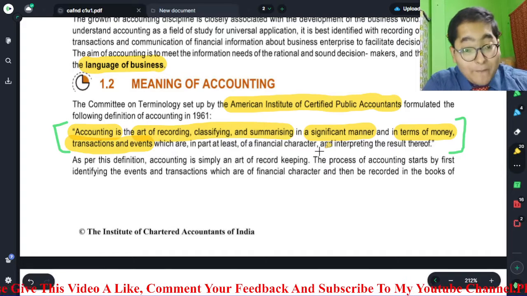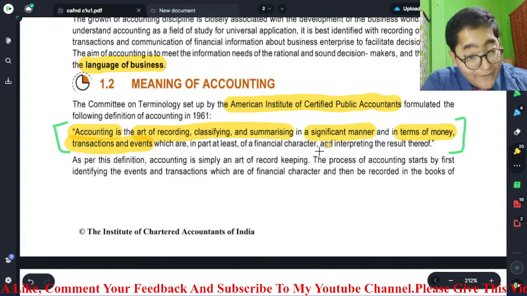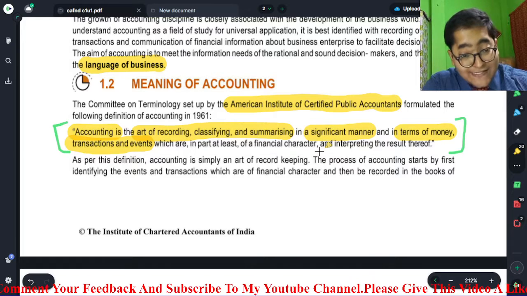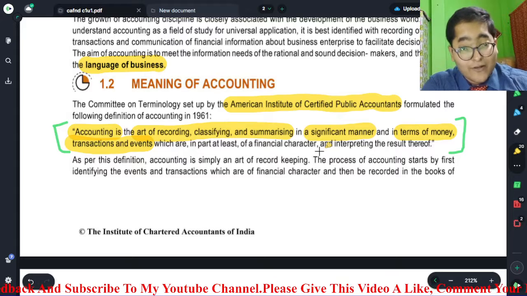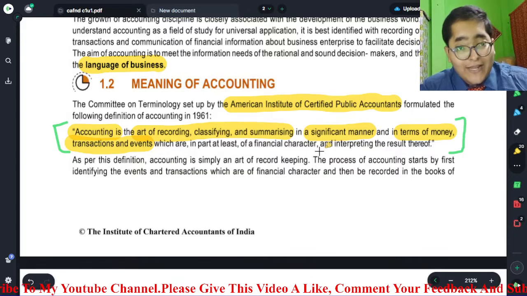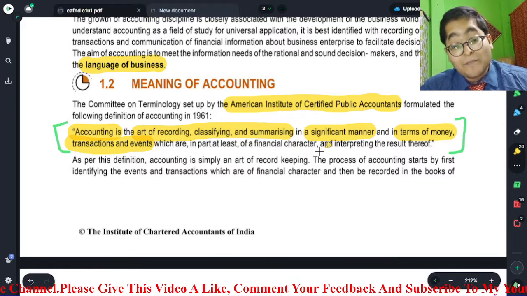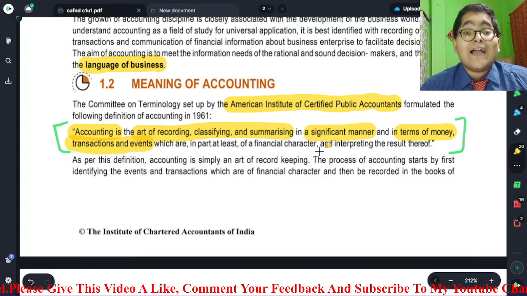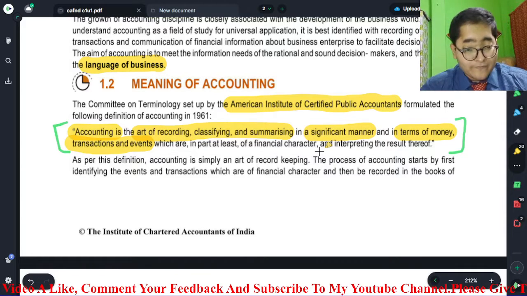Now comes the meaning of accounting. The committee on terminology was set up by the American Institute of Certified Public Accountants. Just as we have the Institute of Chartered Accountants of India, in America we have the American Institute of Certified Public Accountants. In India we have CAs, and in America we have CPAs.